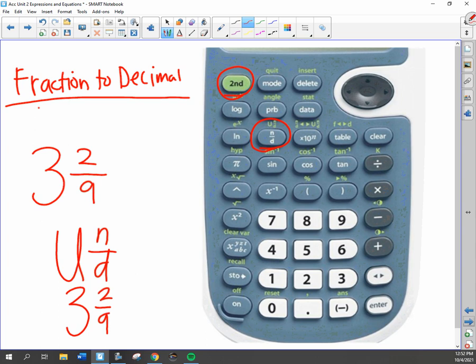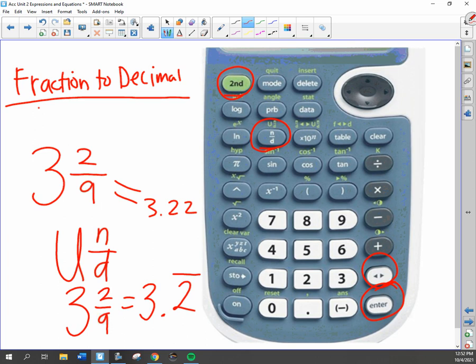And then I would hit the 2 arrows and the enter sign. And I would get 3.2, and the 2's keep going, so I just put a little line over it. If you want to just write 3.22, that's fine. But that's what that equals.